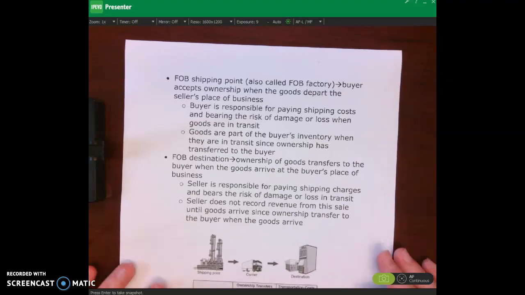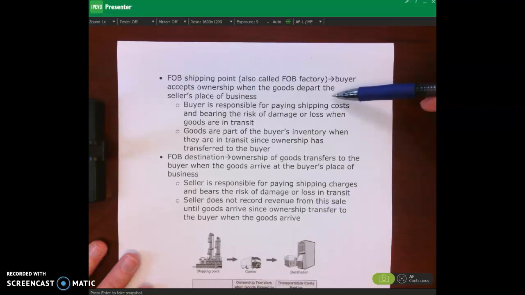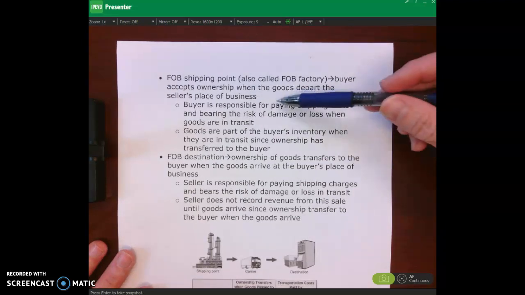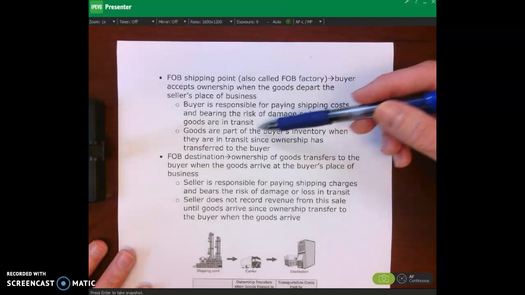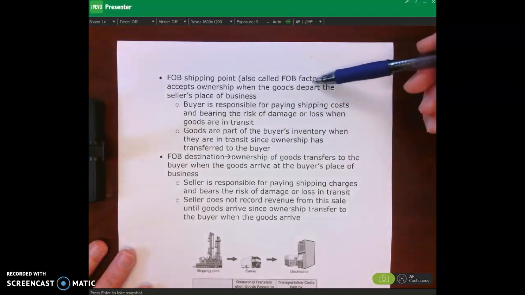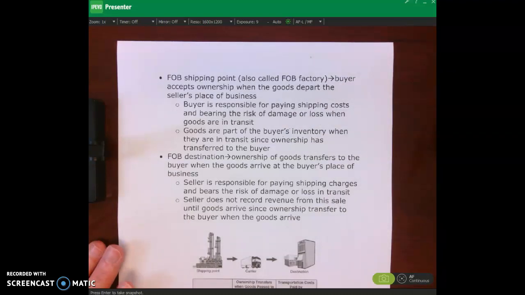FOB shipping point is when the buyer accepts ownership when the goods depart the seller's place of business. As soon as it leaves the seller's place of business, we accept ownership. So the buyer is responsible for paying the shipping costs and insurance and bearing the risk of damage while the goods are in transit. The goods are part of the buyer's inventory while in transit. We accept responsibility for it, and we're paying the shipping. That's FOB shipping point.